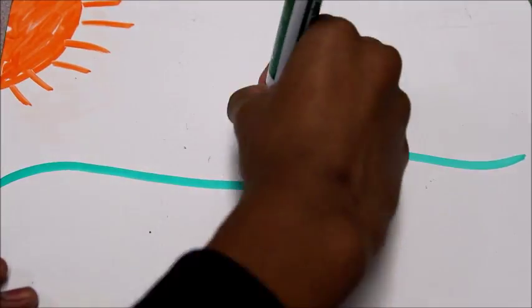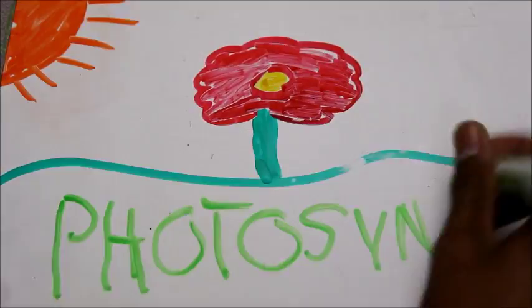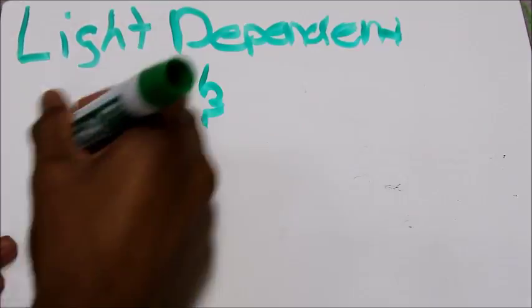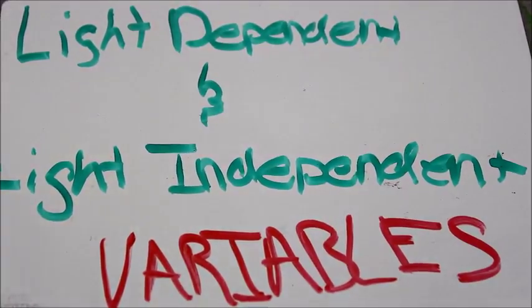Photosynthesis is the process in which a plant takes in water and sunlight to create glucose and oxygen. There are two processes of photosynthesis. The first one is light-dependent reaction, and the second one is light-independent reaction.